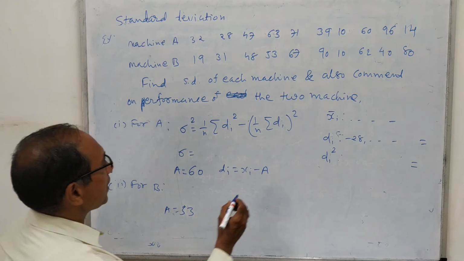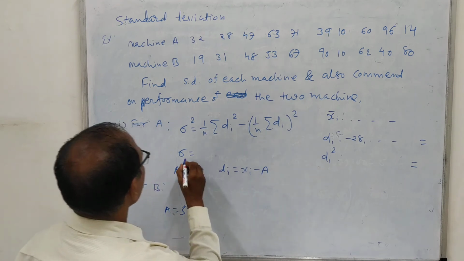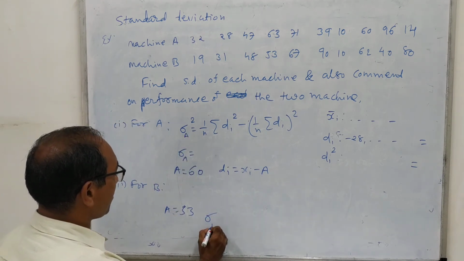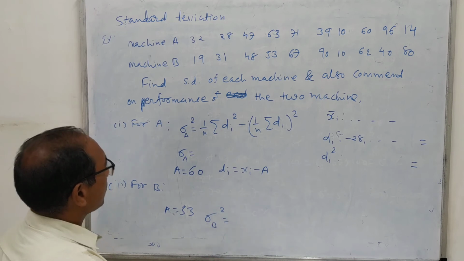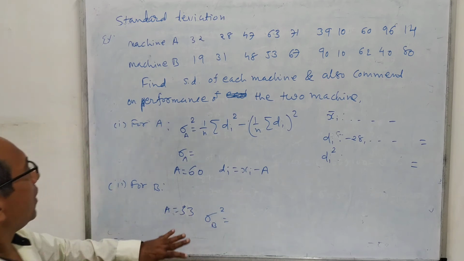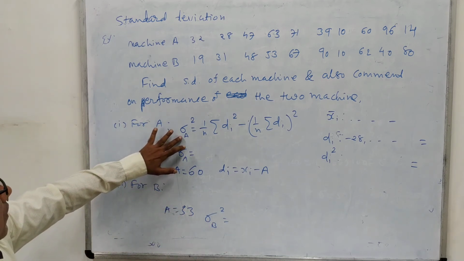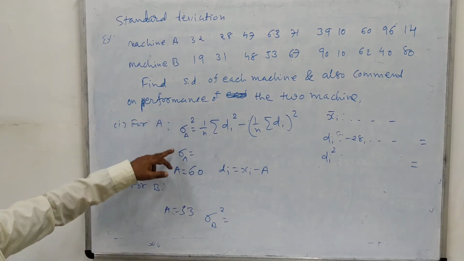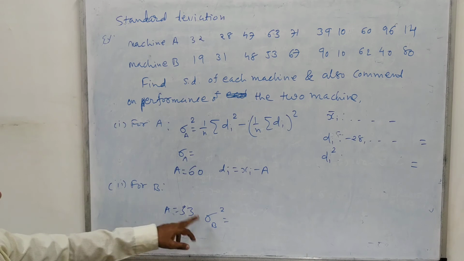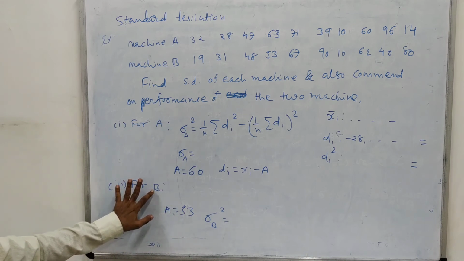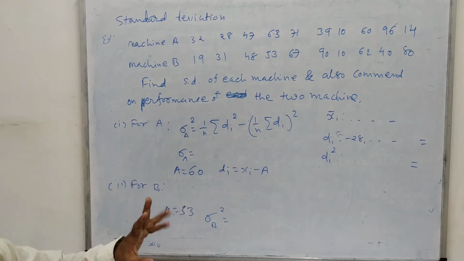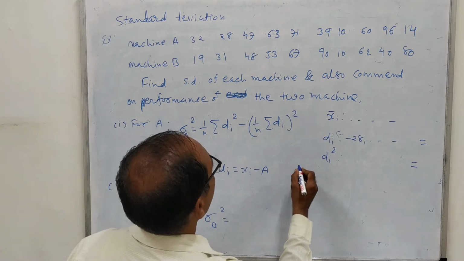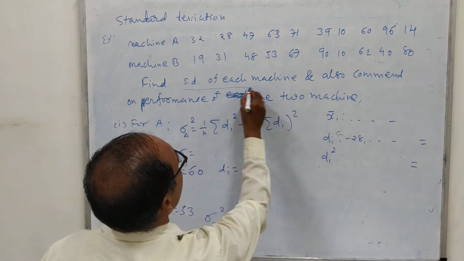After that, we will denote this as sigma A and this as sigma B. We have used A and B, which means this sigma is the standard deviation for machine A and this sigma is the standard deviation for machine B. Actually, sigma square is the variance, so sigma B square is the variance for B. Then the standard deviation can be obtained in this way.